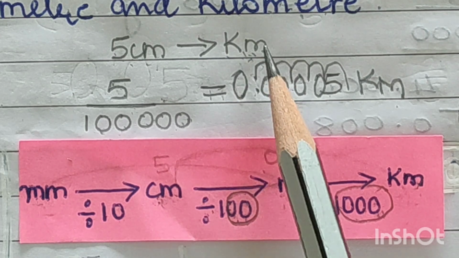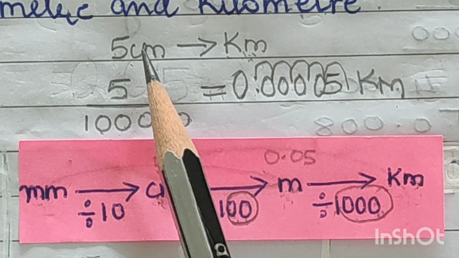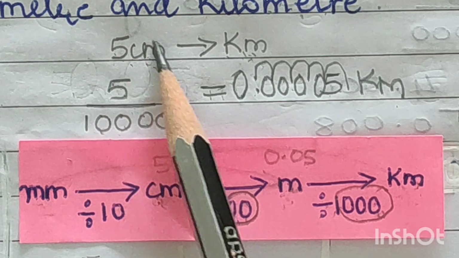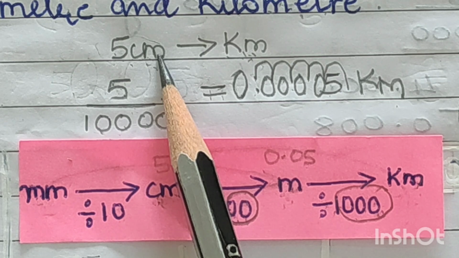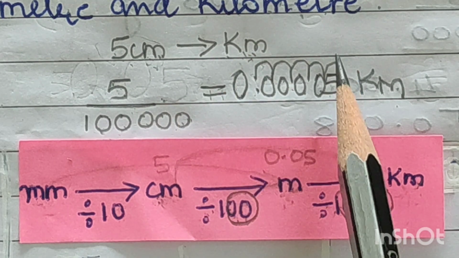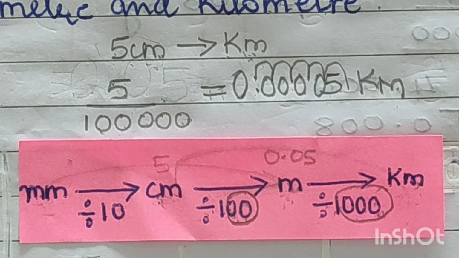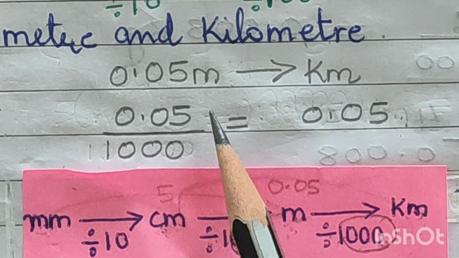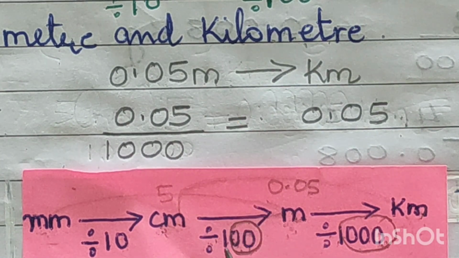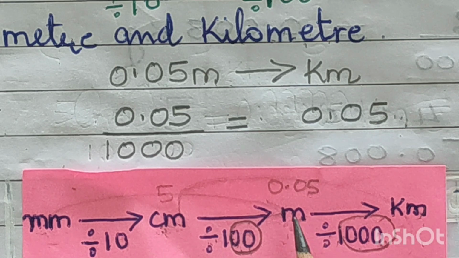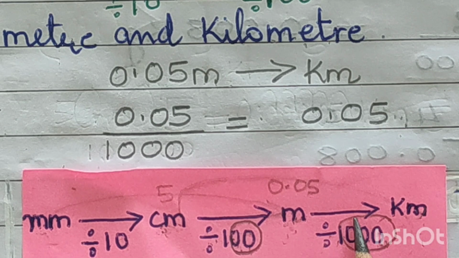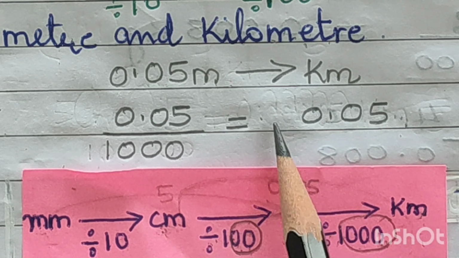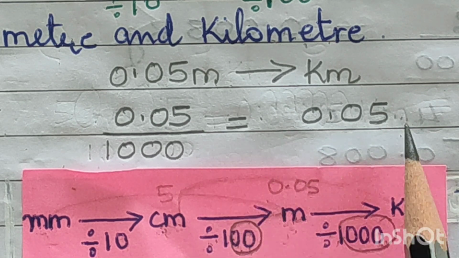Now you can also solve this in another way, where you take the meter value that we have already converted. 5 centimeters we converted to meters, right? So we could take that value 0.05 meters and then convert it into kilometers. In this case, we are converting meters to kilometers. Our question very clearly asked us to convert 5 centimeters to kilometers in the second part. One way I already showed you, where we converted 5 centimeters to kilometers.